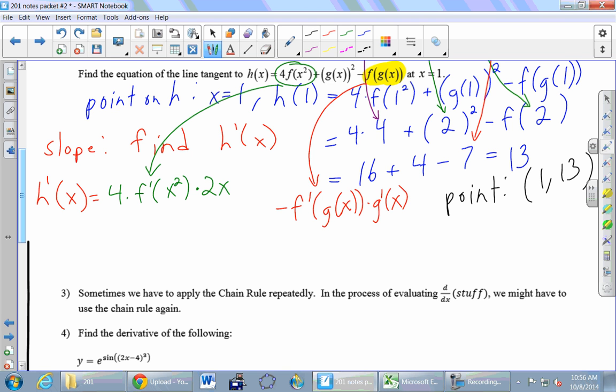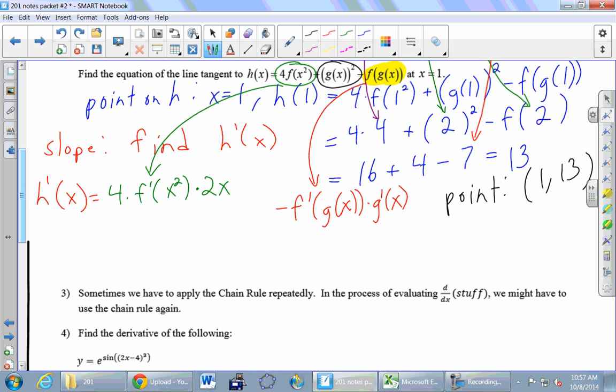Okay, we'll change colors as we move to the last part of this derivative. I want the derivative of g of x, the whole thing, squared. So I see g and I see squared. Which one is the outer function? It's the squared, right? The entire g function is being squared. G is literally sitting inside of the square, yes?